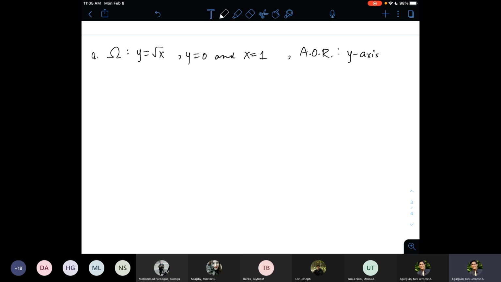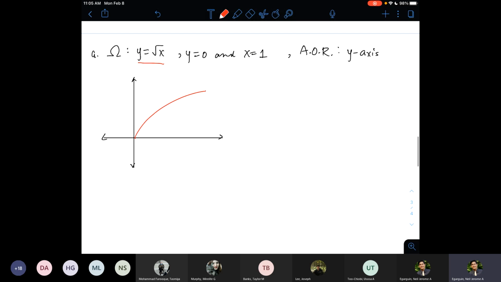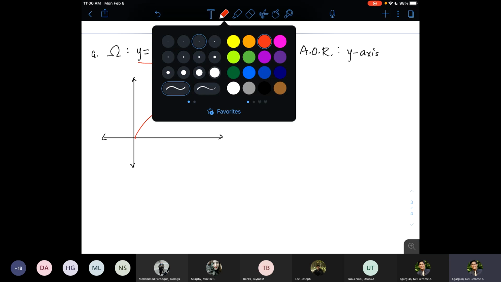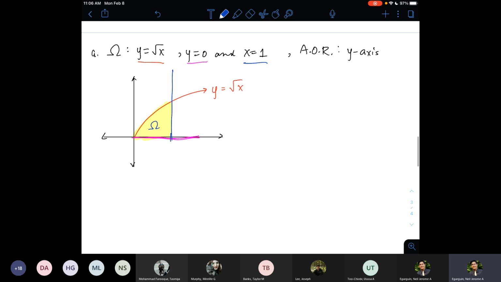Okay. So again, the key here is to at least have a good idea of how the figure looks. So have a good sketch of omega. The first curve is y equals root x, so it will be a semi-parabola like this. And then y equals 0 is just the x-axis. And x equals 1 is just this. And then the shaded region should be this. So this is omega.